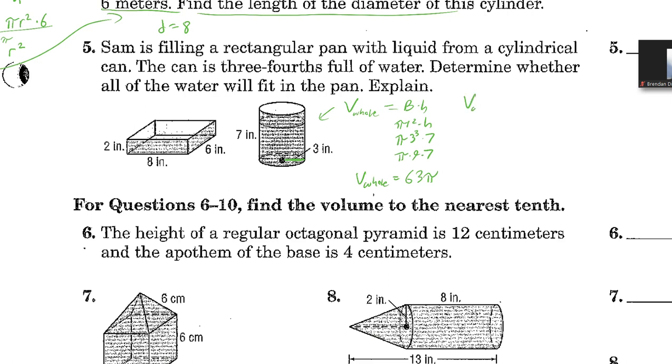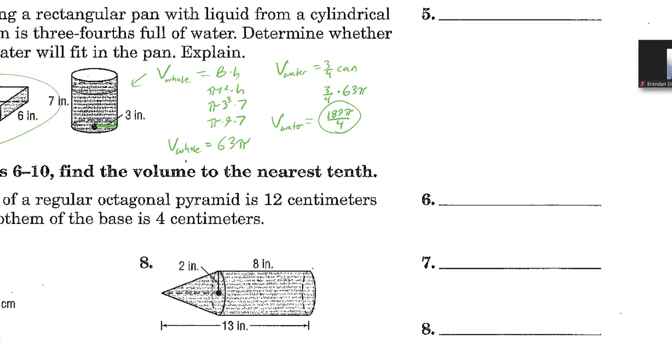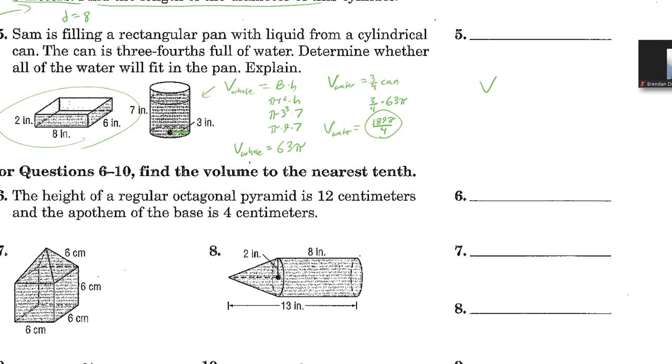And then it says the volume of the water is equal to 3/4 of the can, okay? And so 3/4 times that whole can of 63 pi. 4 doesn't go into 63, that's a bummer. So we just get this big number, 189 pi over 4. So that's the volume of the water. And then the question is, will that fit in this? Okay, well, the volume of the, what do they call it, a tin?